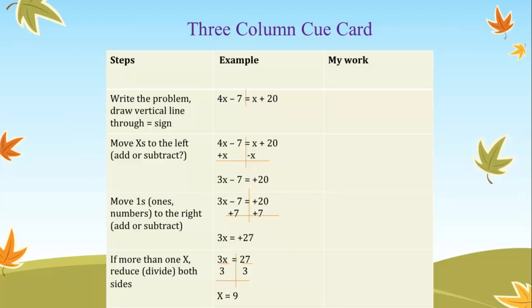Here's an example of a 3-column cue card used in the area of math. Column 1 shows the step in narrative format. Column 2 shows an example. And column 3 could be where the student checks off that they've completed a step, or they actually complete their work in that space area.